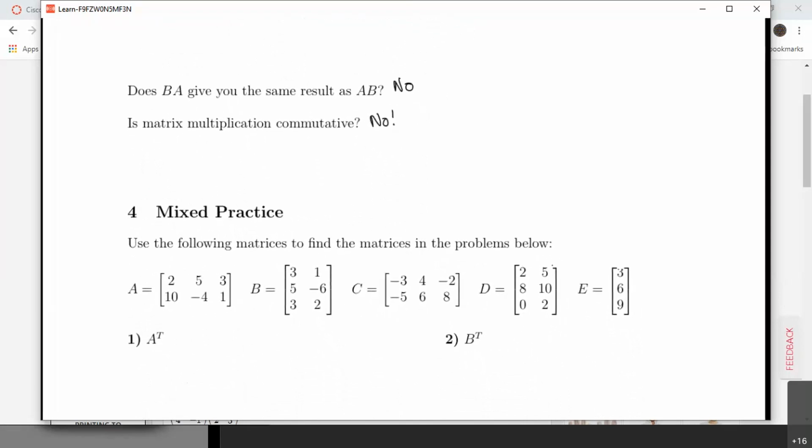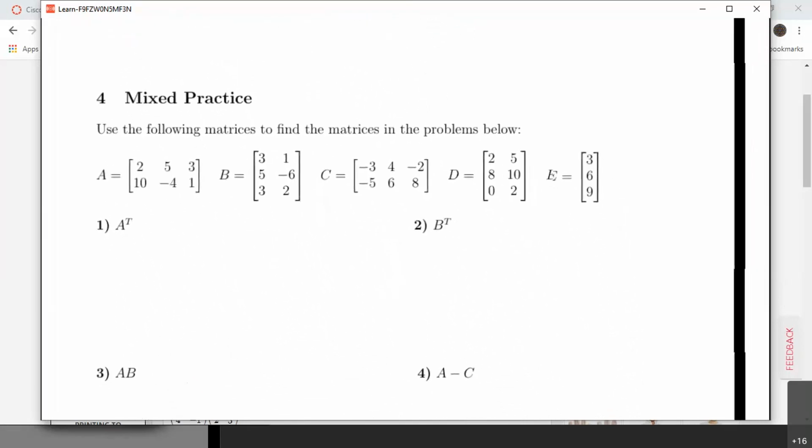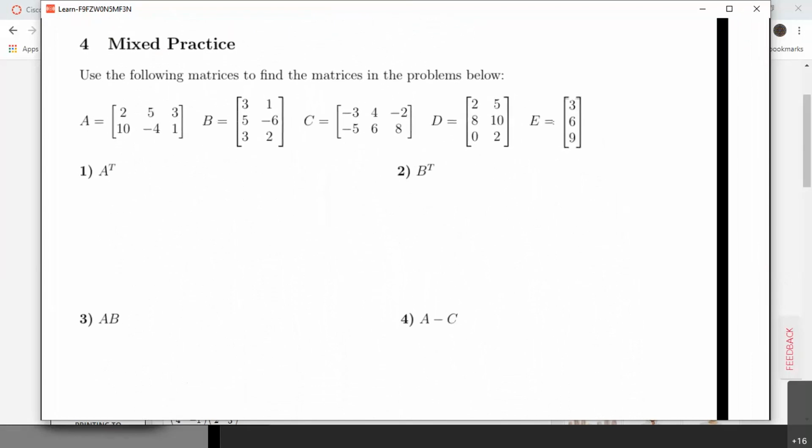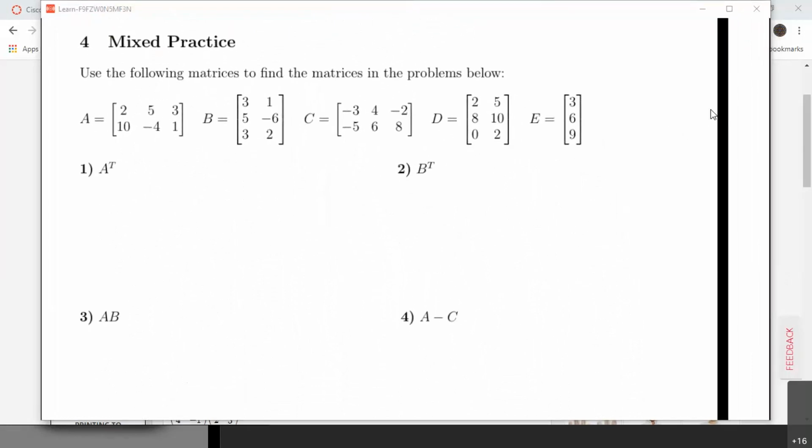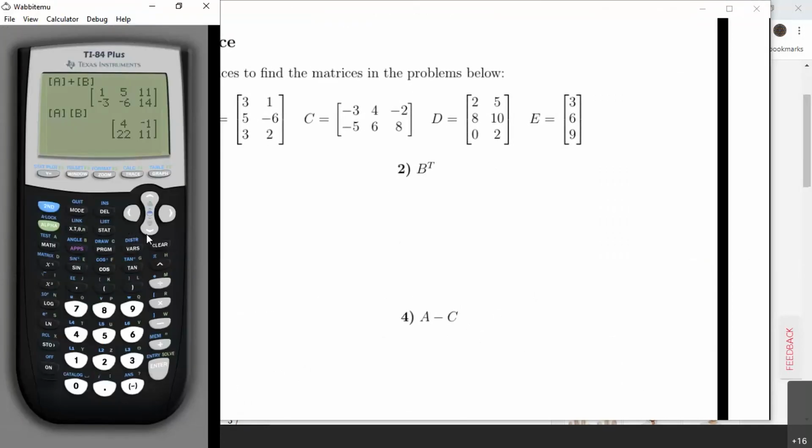Okay, so before we launch into application problems, what I would like you to do is to try these. Okay, so I'm putting these up here, and I'm saying try these. So again, what I want you to do is either use your TI-84. Oh, I didn't show you where transpose is on the TI-84. Now let me show you really quick.